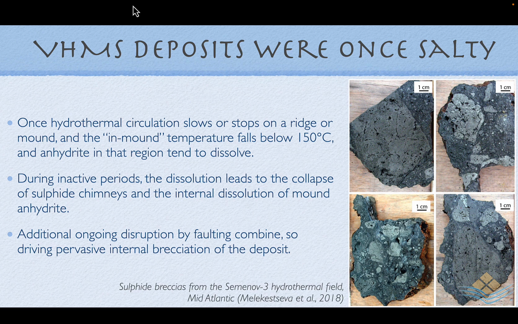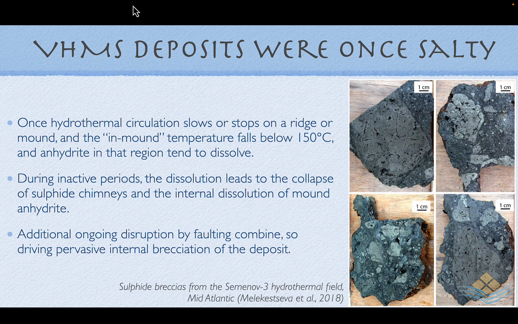During inactive periods on the vents, in any of these regions, dissolution leads to collapse. So we get the equivalent to an evaporite dissolution breccia forming, but it's an ionic salt dissolution breccia forming by the dissolution of anhydrite in these structures. And so we form many metalliferous breccia structures, as we can see in these sulfide breccias from the Semenov 3 hydrothermal field in the mid-Atlantic, where the structures mimic the types of textures we see in evaporite dissolution breccias.